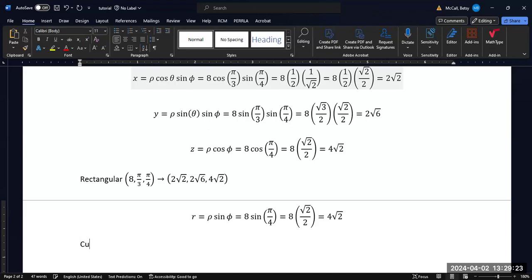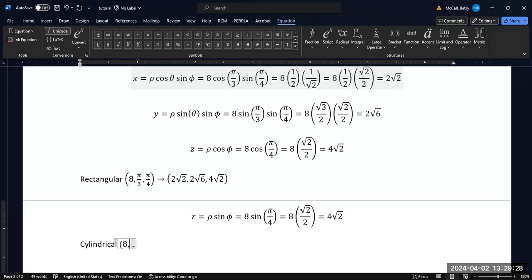And so in cylindrical, the point 8, pi over 3, pi over 4 is going to become R is 4 square root of 2, pi over 3 is the same because it's theta, and then Z is also 4 square root of 2.